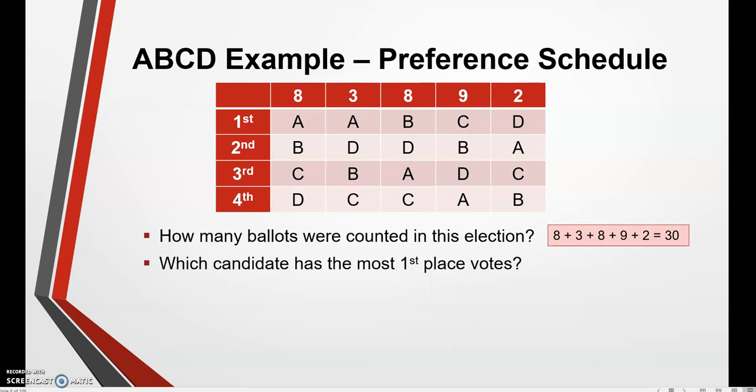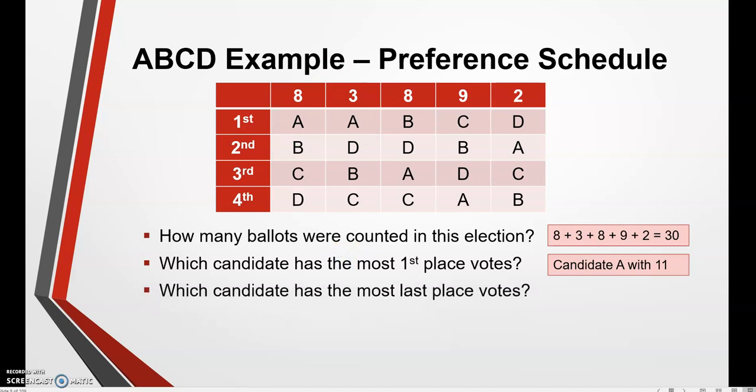The next thing we want to know is which candidate has the most first place votes. To do that, we come up here to first place, and we see that A has 8 plus 3, or 11 total first place votes. B has 8 first place votes, C has 9, and D has 2. So A has the most first place votes with a total of 11.